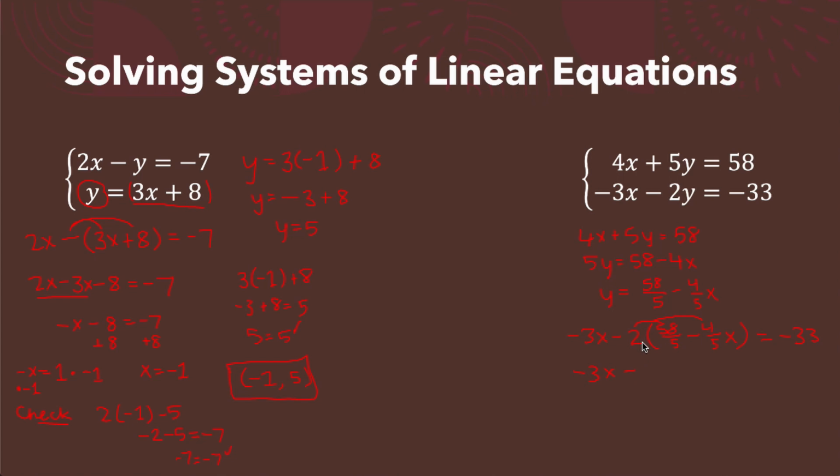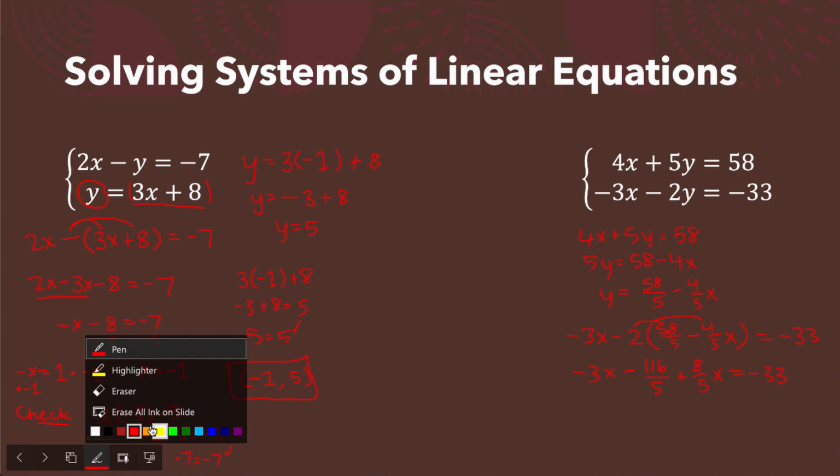Minus 2 times 58 is equal to 116, so that's 116/5. -2 times -4/5 is equal to +8/5, so that's plus 8/5x. And that's equal to -33. Now, for convenience, we want to change both of these so that they have the same denominator, 5, so we can add or subtract them easier.